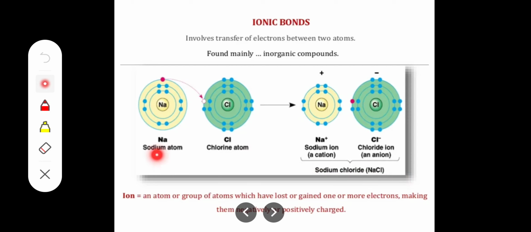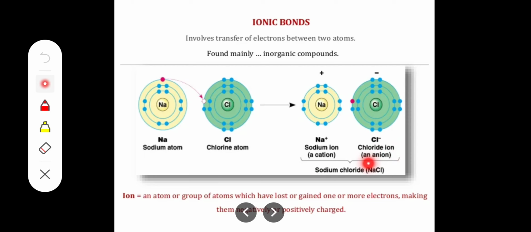What happens when a sodium atom and a chlorine atom meet? In the sodium atom, one electron is ready to go to the chlorine atom; it is ready to transfer. After giving this electron, sodium becomes positive and chlorine becomes negative. So the sodium ion is a cation because of the positive charge, and the chloride ion is an anion.